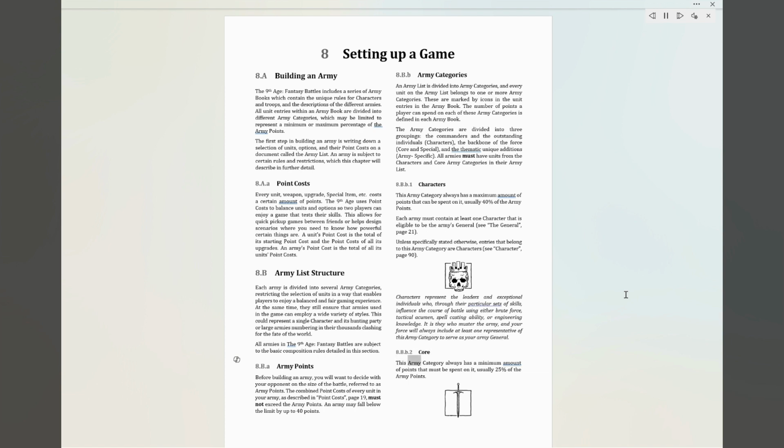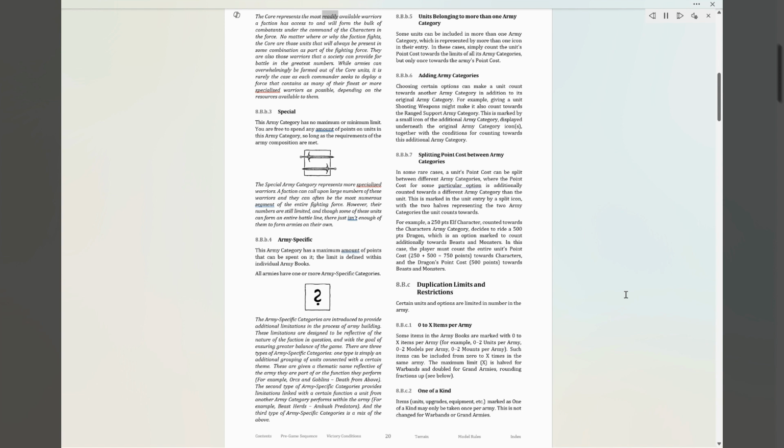Core. This army category always has a minimum amount of points that must be spent on it, usually 25% of the army points. The core represents the most readily available warriors a faction has access to and will form the bulk of combatants under the command of the characters in the force.